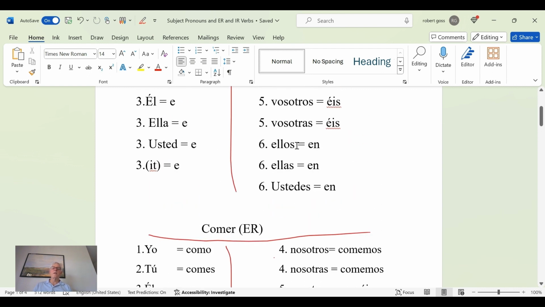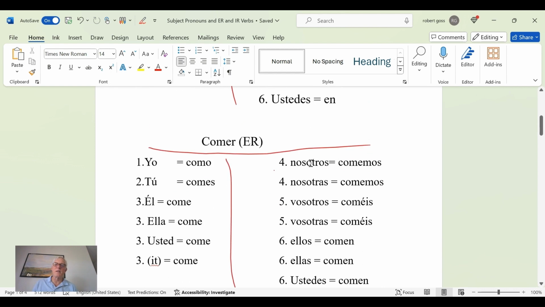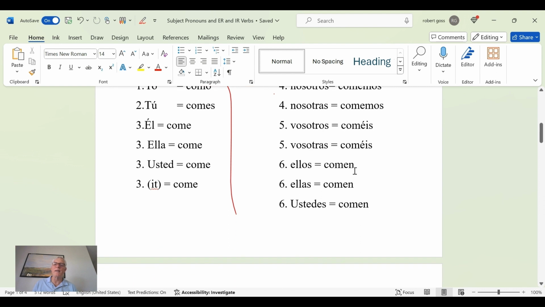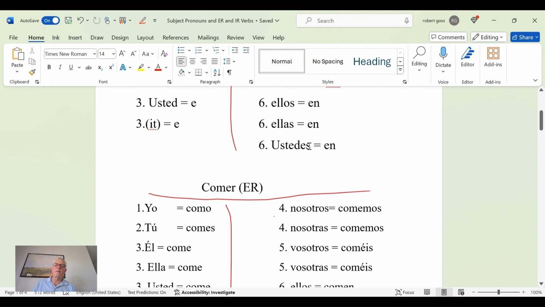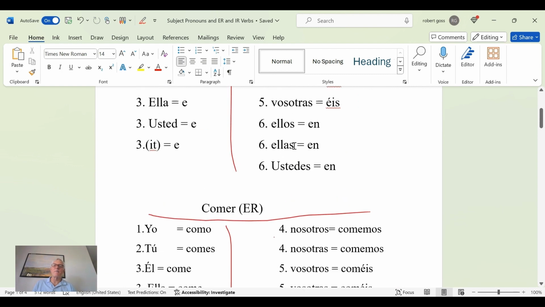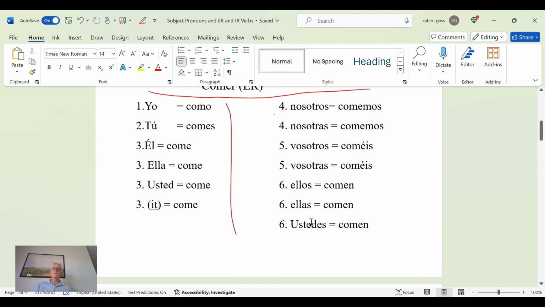Number 6, we have ellos. Ellos means they, that's masculine or they in a mixed group. We'd cross off the ER and put an EN. Ellos comen. They that are just girls, that's ellas. We cross off the ER and put an EN. Ellas comen.